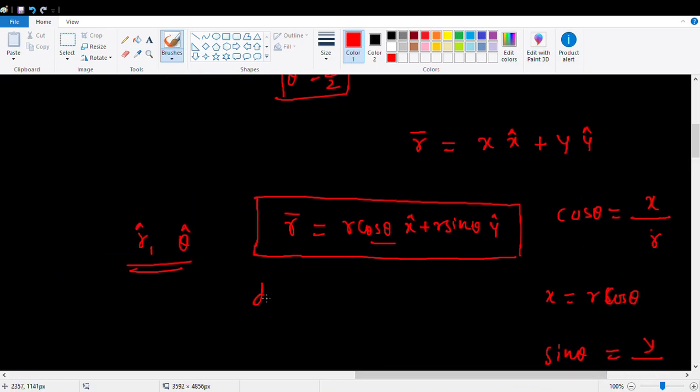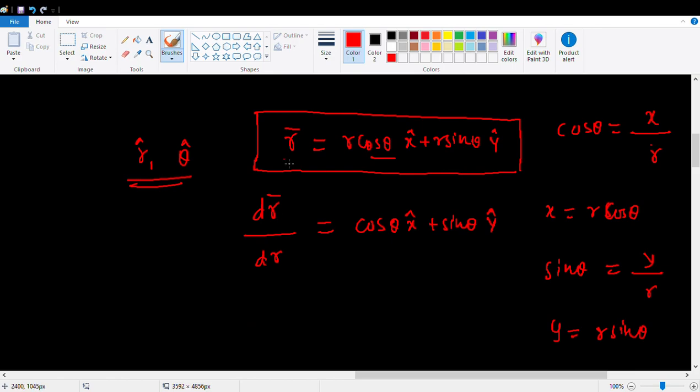So now if I take the derivative of the r vector with respect to r, this is going to give me cosine theta x hat plus sine theta y hat. Differentiation of the r vector with respect to r is going to give me nothing but r hat. So this is my r hat vector.